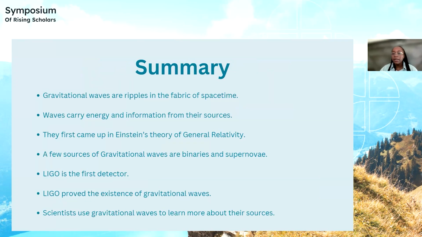So, key takeaways are that gravitational waves are ripples in the fabric of space-time. The waves carry energy and information from their sources. They first came up in Einstein's theory of general relativity. A few sources of gravitational waves are binaries and supernova. LIGO is the first detector. LIGO proved the existence of gravitational waves, and scientists use gravitational waves to learn more about their sources.